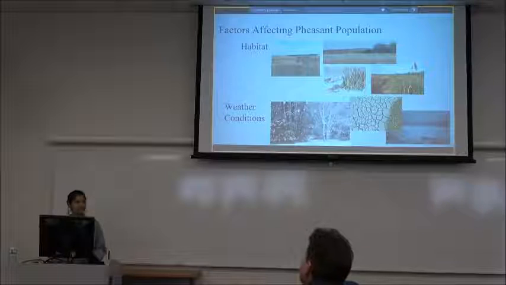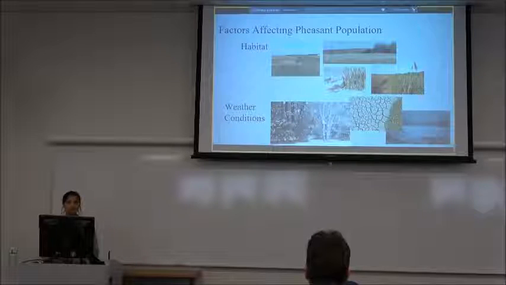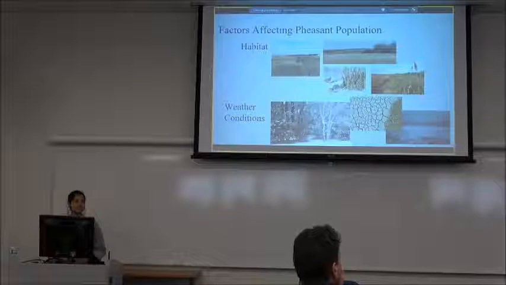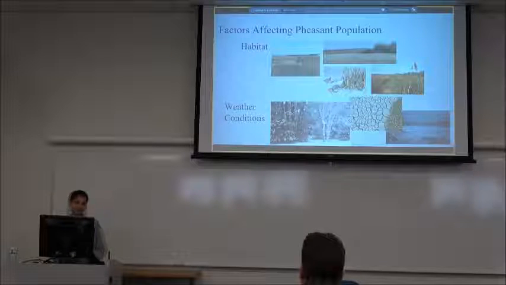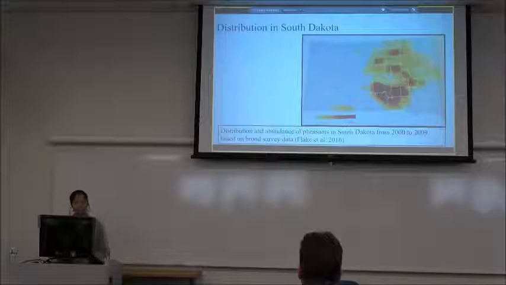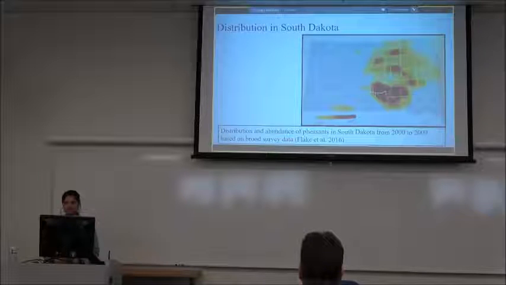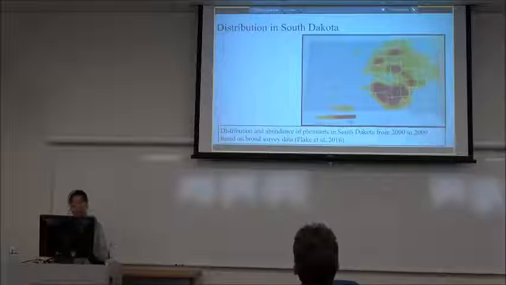Apart from these, even though pheasants are a very sturdy species, weather conditions play a huge role. I mean, if there are certain extreme weather conditions like a wet spring or extreme drought or extreme snowfall, that can lead to a decline in the pheasant population. Now coming to the distribution of pheasants in South Dakota, it has been found to be mostly concentrated in the eastern part of the state. As you can see in the map, that too in the central eastern part and the southeastern part of the state.